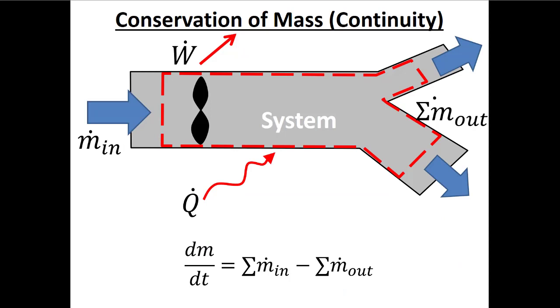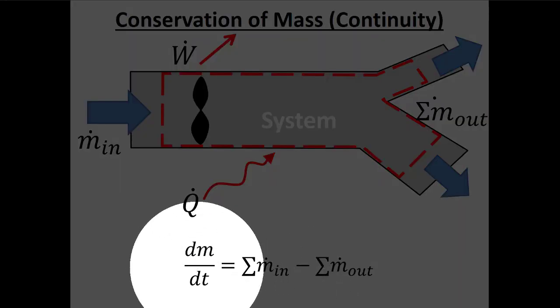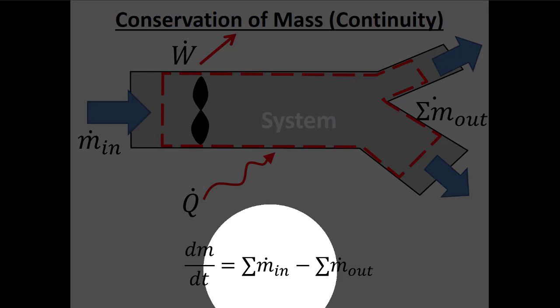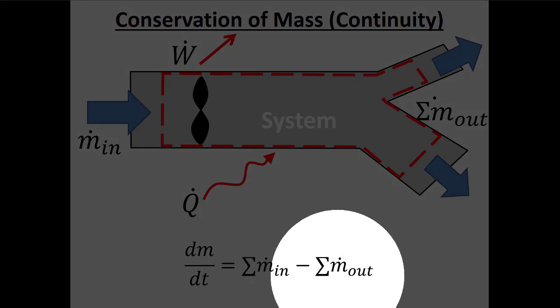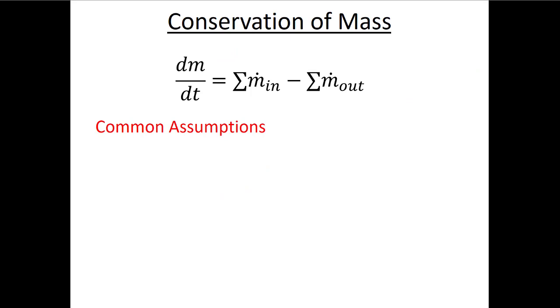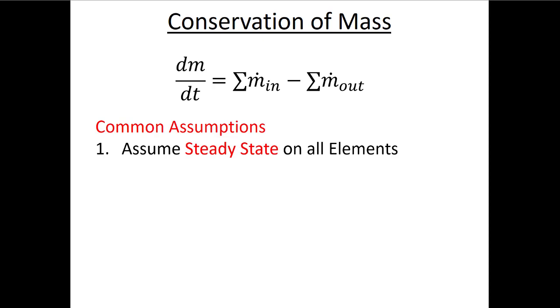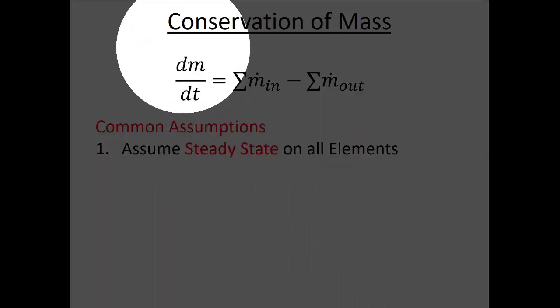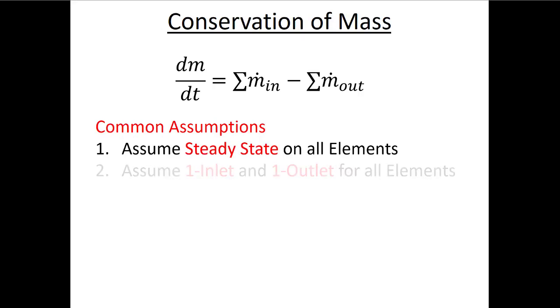Conservation of mass looks like this, right? So we have the rate at which mass is being stored in our system is equal to the sum of all the mass going in minus the sum of all the mass going out. Common assumptions. Remember, common assumptions don't mean assumptions we'll make every time. They mean assumptions that you may make in specific cases. You might assume that this is at steady state, and then your mass storage term will go to zero. You might also assume that there's only one inlet and one outlet. And if you make those two assumptions, you'll find that the mass flow rate in is equal to the mass flow rate out.